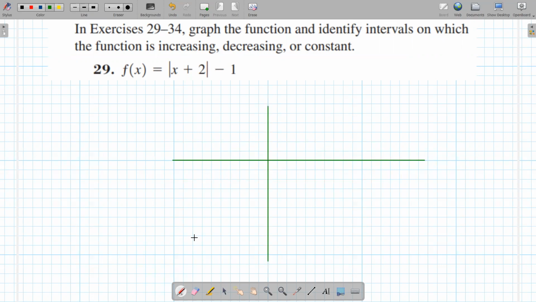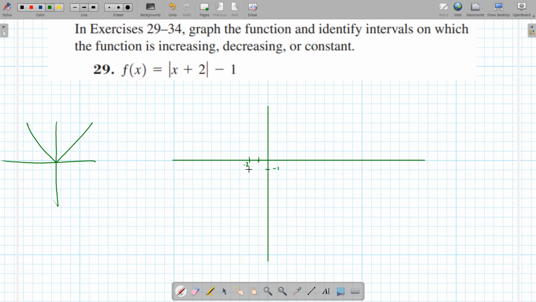Well, the c value is -1, and it's gone down 1 unit and 2 units to the right. Plus the 2 means it's going to the left. Yeah, exactly. So before, our vertex, the point where they converge, was 0, 0, right? So now we've gone 2 units left and 1 unit down, so -2 and -1. There we go. That's our new vertex.